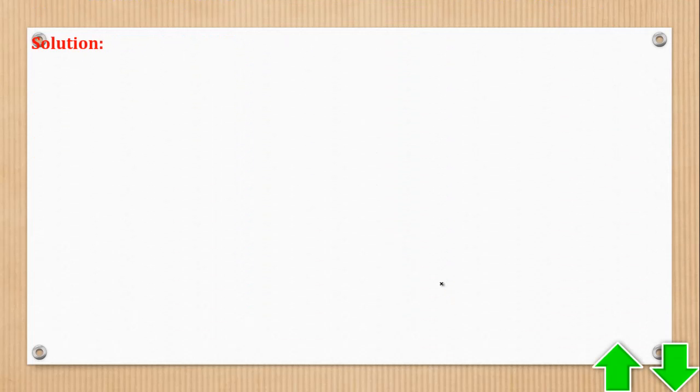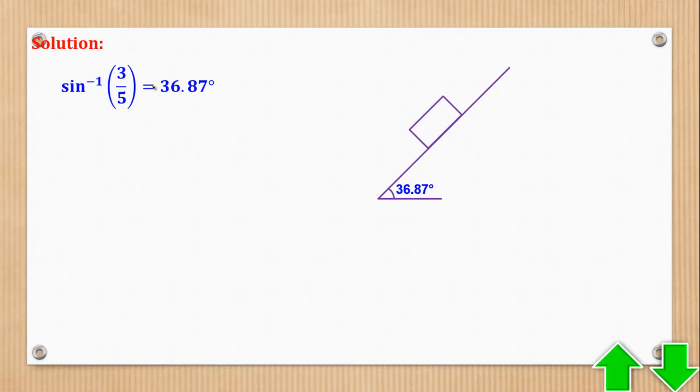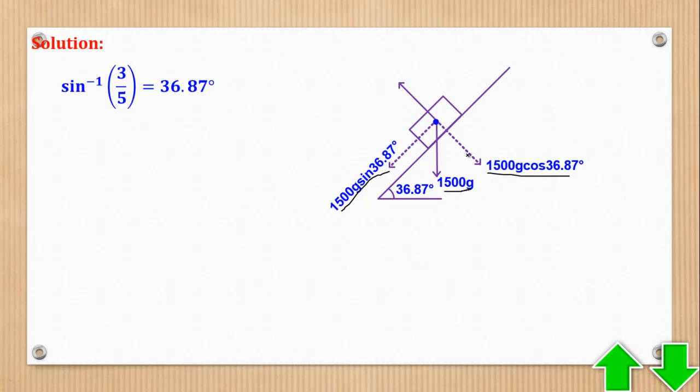First of all, arcsine 3/5, when you use the calculator, gives you 36.87 degrees. We use 2 decimal places. Then we can now draw our inclined plane using a ruler. Then we shall put the forces. The first force is of course the weight, which acts vertically downwards. Then we resolve it into 2 components, parallel to the plane and perpendicular to the plane. The next force will be the normal reaction, capital R. Then the driving force, which is up the plane, let it be F.